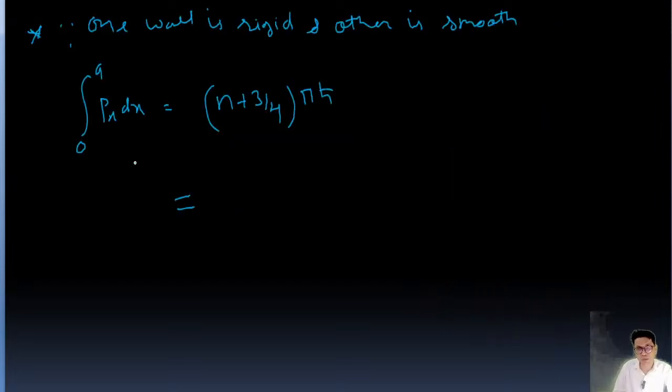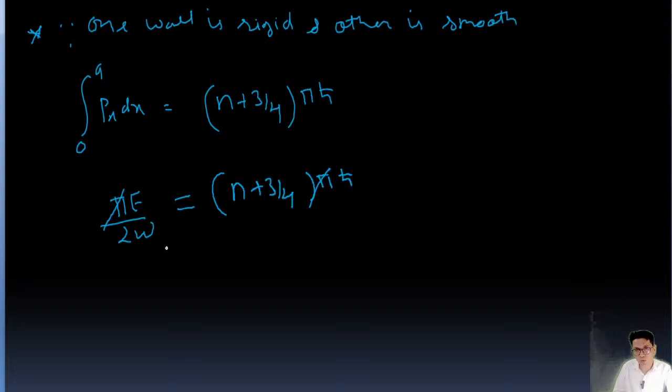This value we have already explained, it is pi E upon 2 omega. So pi E upon 2 omega is equal to n plus 3 by 4 pi h cut. Pi will get cancelled, omega will go there, 2 will go there, so the value of E is going to be 2n plus 3 by 2 h cut omega.